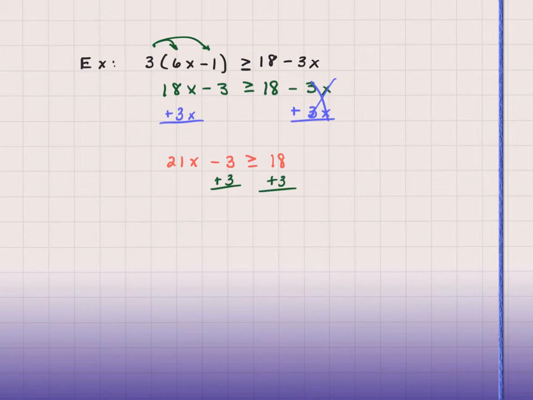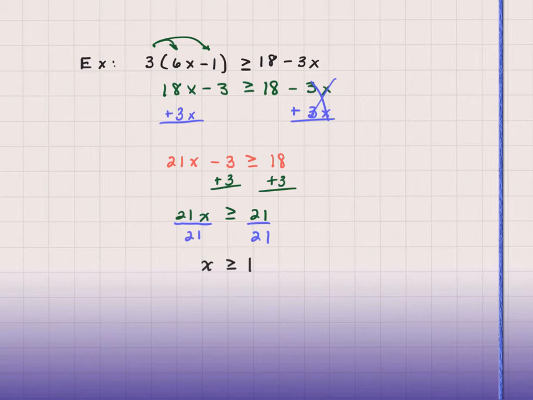And I get to 21x is greater than or equal to 21. And my final step, I'm going to divide by a positive 21, so I don't have to flip the inequality. And I end up with x is greater than or equal to, and 21 divided by 21 is just 1. So it's not very unusual. It's just very, very similar to an equation if we were to solve that.